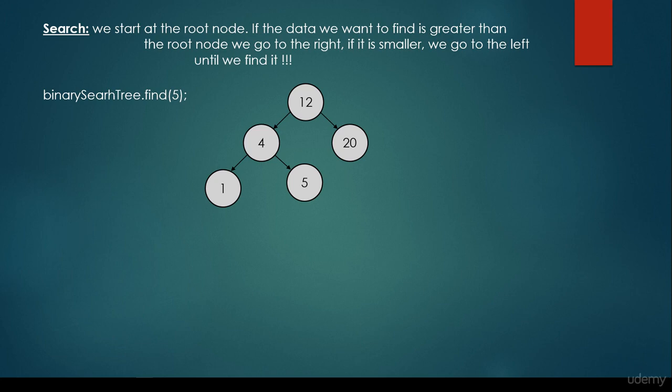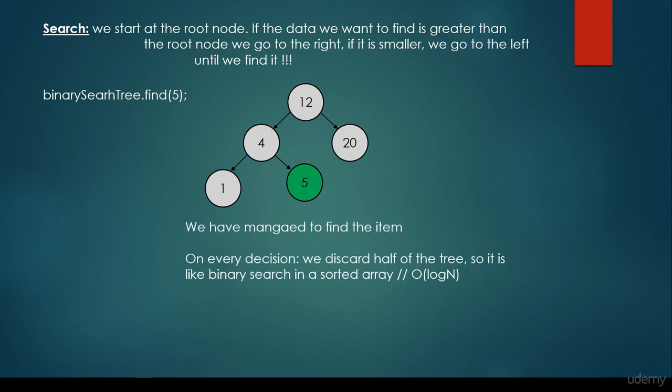What if we would like to find the 5? Okay, we start at the root node again. It is the 12. We come to the conclusion that the 5 is smaller than the 12, so we go to the left. We come to the conclusion that 5 is greater than 4, so we have to go to the right. And basically this is the item we are looking for. So on every decision, we discard half of the tree, so it is like binary search in a sorted array. And that's why this find operation is going to have logarithmic time complexity, so O(log n).